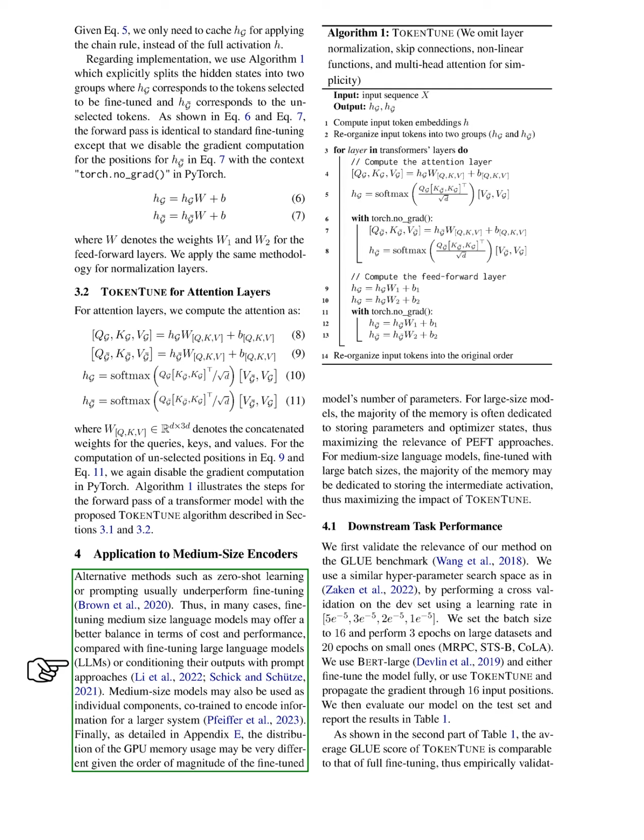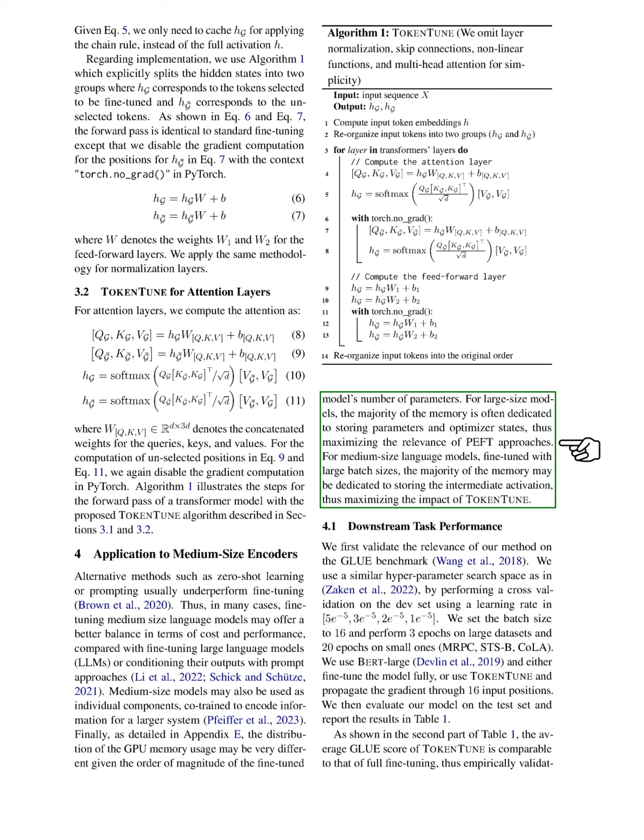We also observe that GPU memory usage varies significantly based on the number of parameters in the fine-tuned model. For larger models, most memory is used for parameters and optimizer states, while for medium-sized models fine-tuned with large batch sizes, more memory is used for intermediate activations, enhancing the effectiveness of TOKENTUNE.